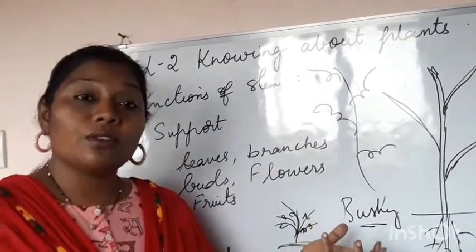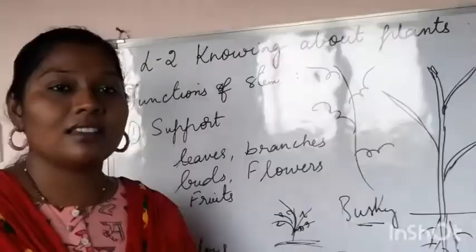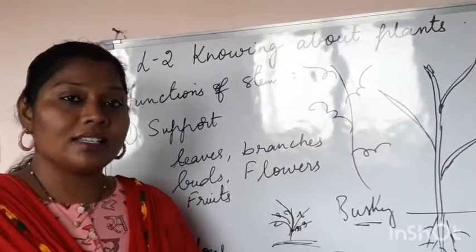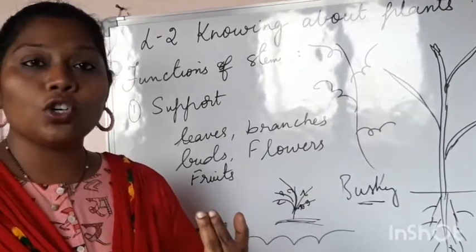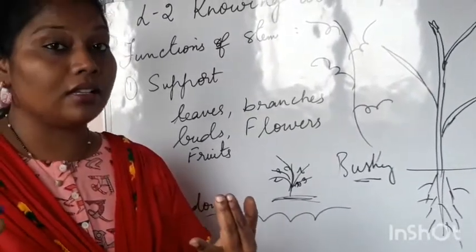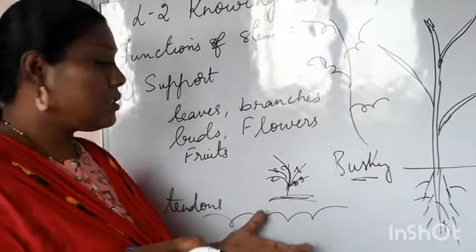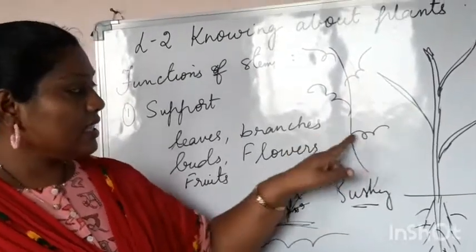In the case of climbing plants, climbers, like peas, like the tomato, some are climbers and some are plants, and also the grapevine. You can see such things.